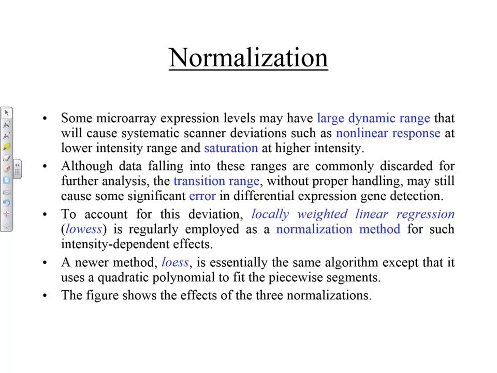And to account for this deviation, some other guy came up with what he called LOESS, or locally weighted linear regression, and that's regularly employed as a normalization method for such intensity dependent effects. There is a newer method that's called LOESS. See, you change something a little bit, okay?